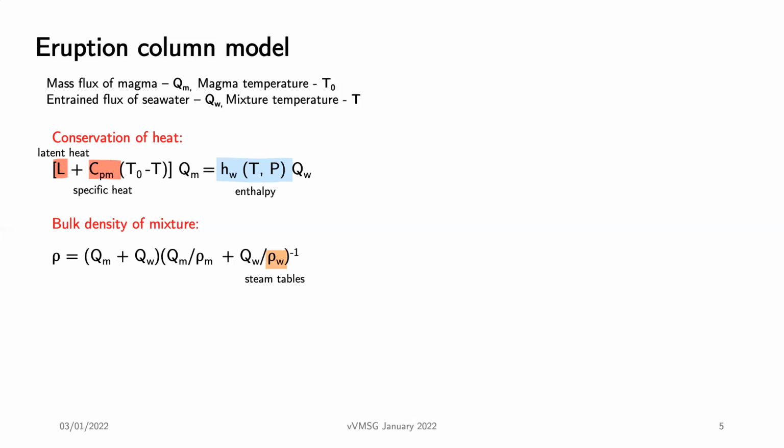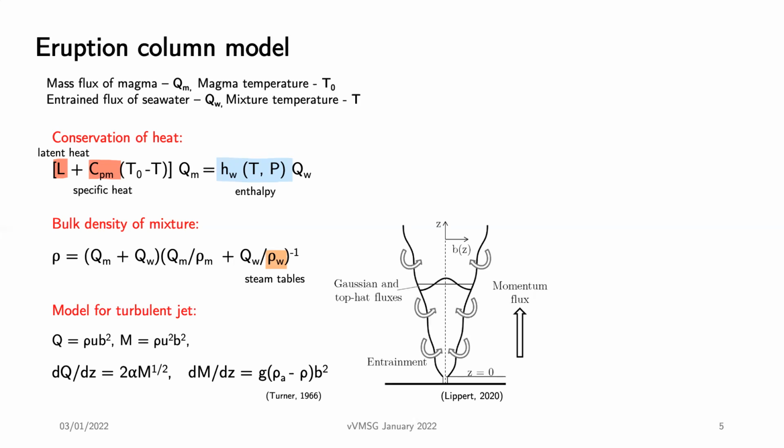varying pressures. So we've coupled the above model for the heat transfer to a model of a buoyant jet, as given by the classical relations for Q, the mass flux, and M, the momentum flux of the mixture. This is where U is the horizontally averaged vertical speed, B is the radius, and ρ is the bulk density of the jet. So we've solved these equations numerically for the motion of the jet.